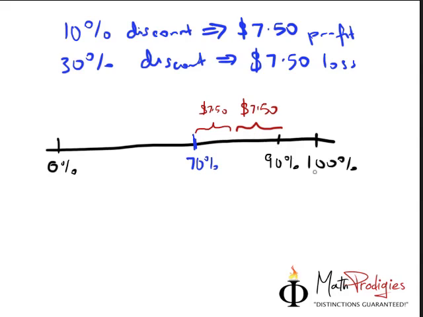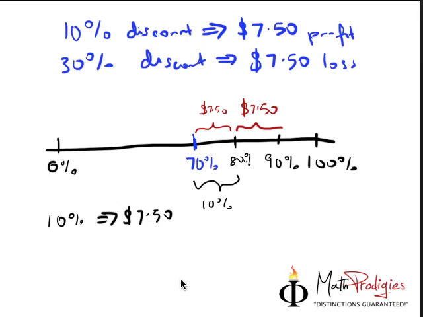Okay, now what does that mean? That means that my cost price is somewhere in the middle, which is 80%. So that means, as you can see from this little thing over here, 10% equals $7.50. So if 10% equals $7.50, what is 100%?